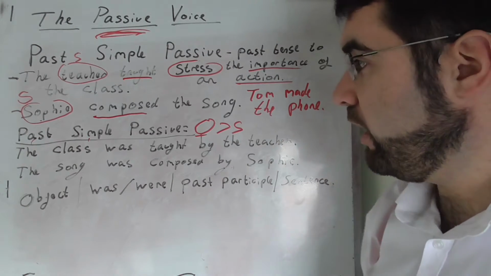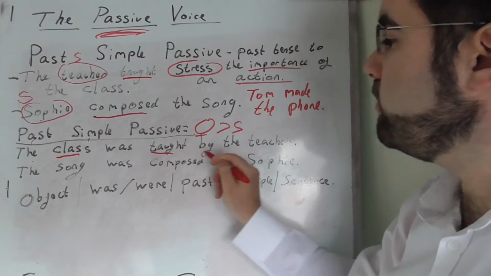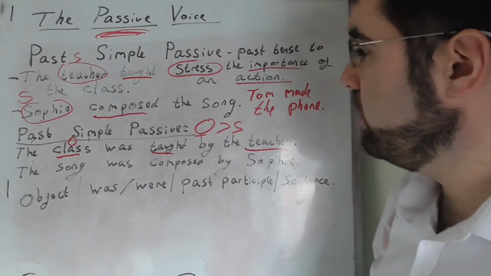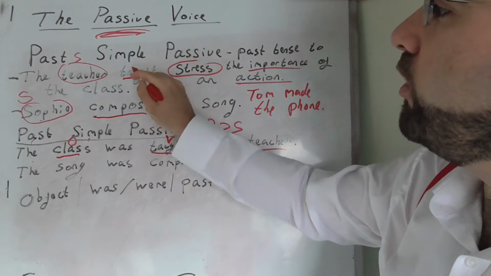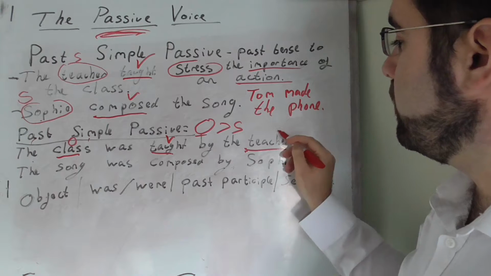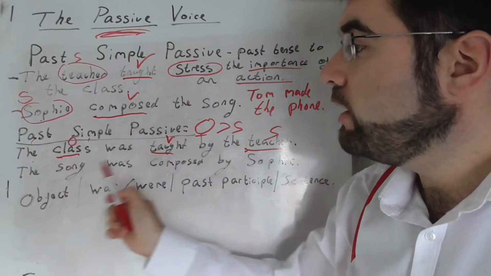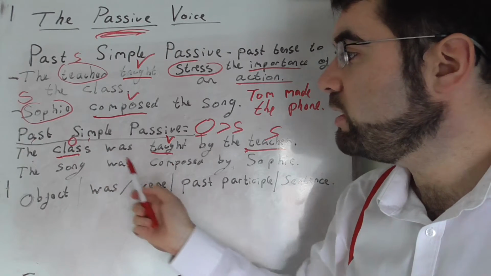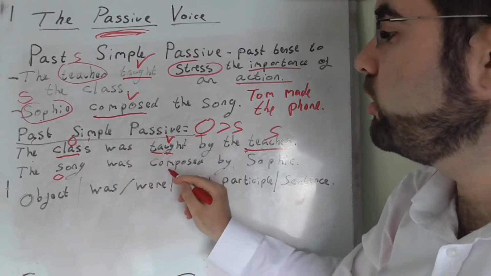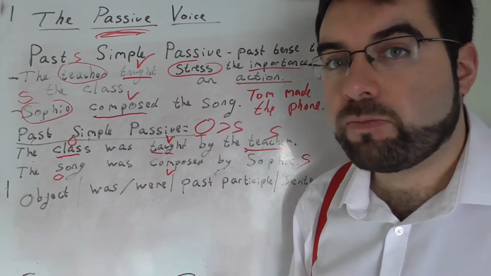So what it is about, who received the action. The class was taught by the teacher. So notice that the class, the object, is at the start. The verb is in the middle, the verb taught. And then by the teacher as the subject. So what did what by who? The song, object, was composed, verb, by Sophie, subject.